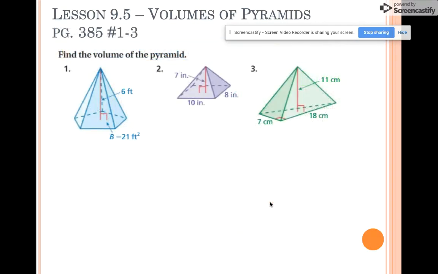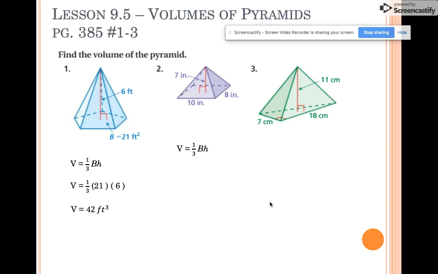In number 1, you have a pentagonal pyramid. Again, we start with volume equals 1/3 times the area of the base times the height. They give us the area of the base is 21 square feet, and they give us the height is 6. Both of those numbers are actually divisible by 3, so I can use either and think of it as 1/3 of 21 is 7, times 6 is 42 cubic feet.